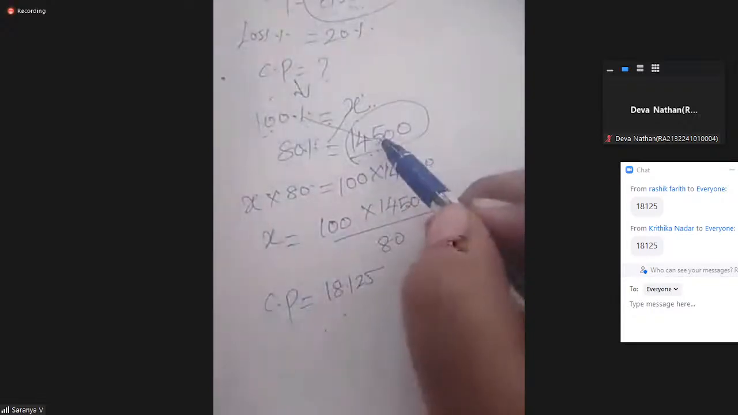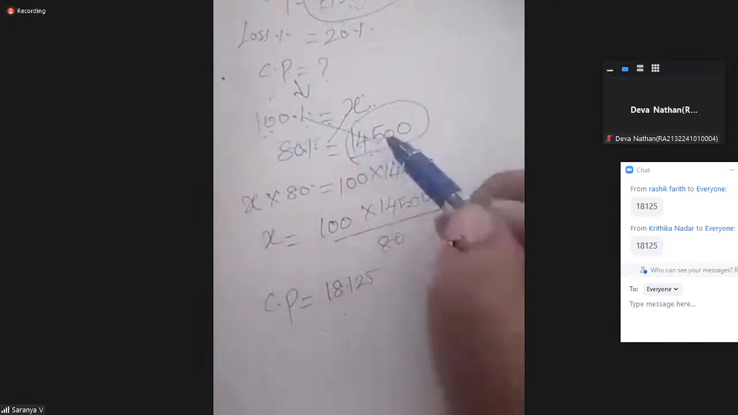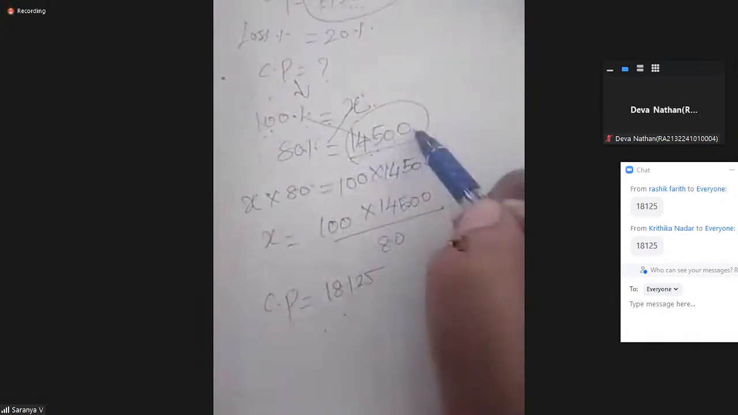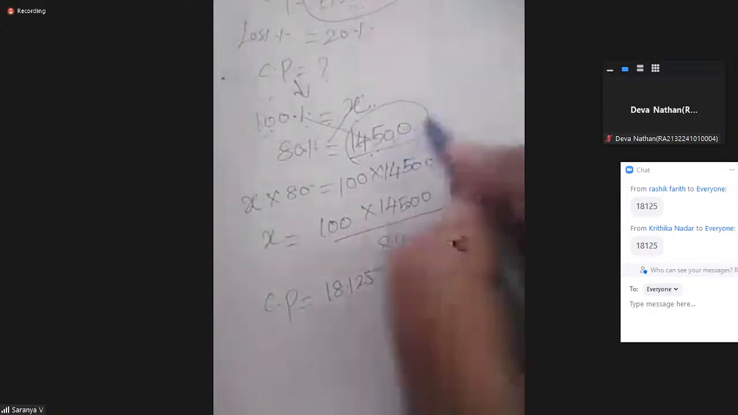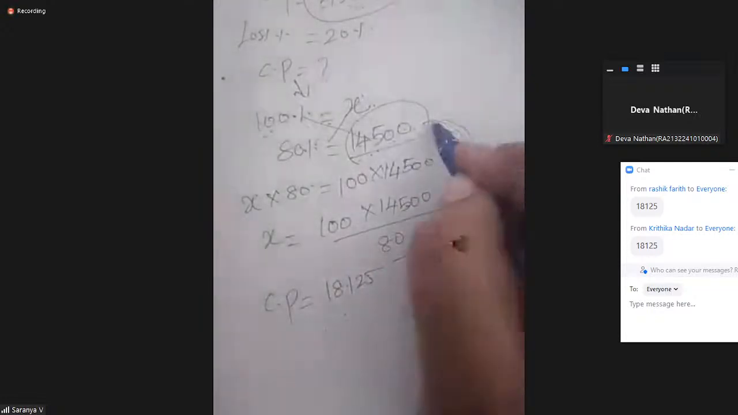So I think you understand the concept now. This 14,500 is not the loss amount. It is a selling price. So when you find the difference between these amounts, that is a loss for you.